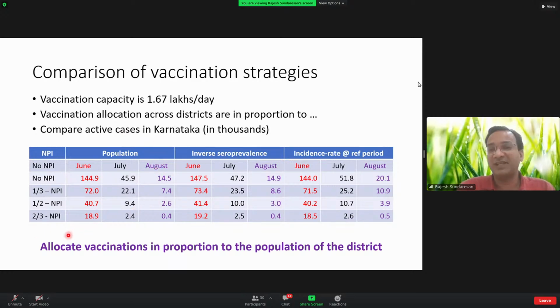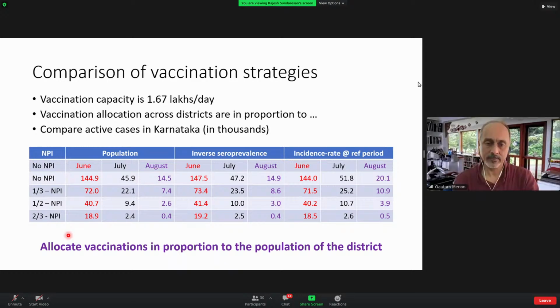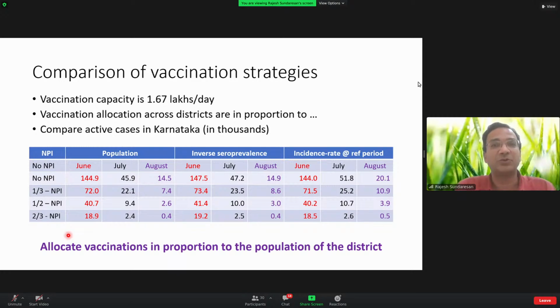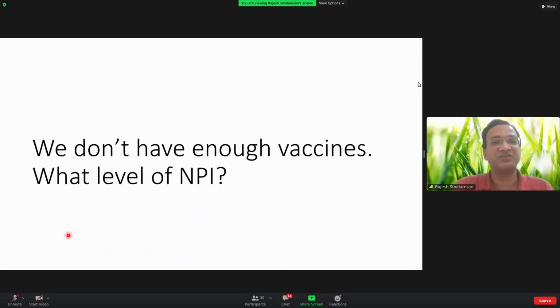I think this is a valid insight that we can share with people that are managing the pandemic, and it's something that can inform the logistics related to vaccine distribution. So that's as far as this question is concerned.